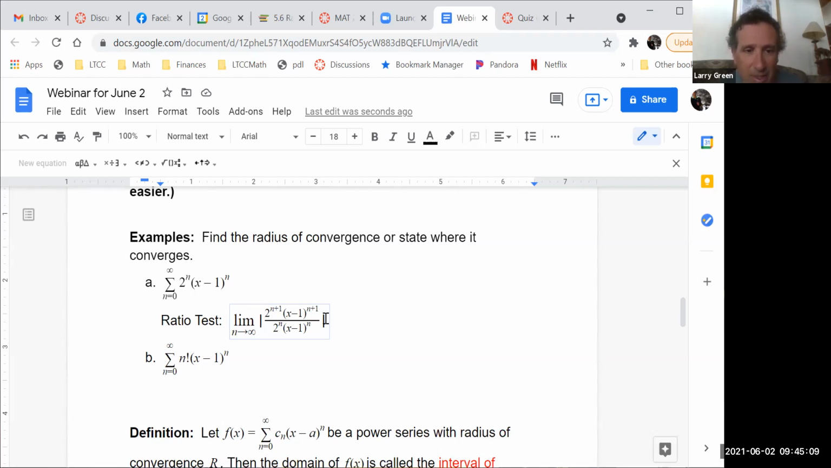But the good news is, this is pretty easy. What's 2 to the n plus 1 over 2 to the n? Yeah, 2. So I get 2. What's x minus 1 to the n plus 1 over x minus 1 to the n? Yeah, it's just x minus 1. I'll put over 1 because it's easier to type, but you can get rid of the over 1 if you want to. So it's just that. And that is equal to the absolute value of 2x minus 1.